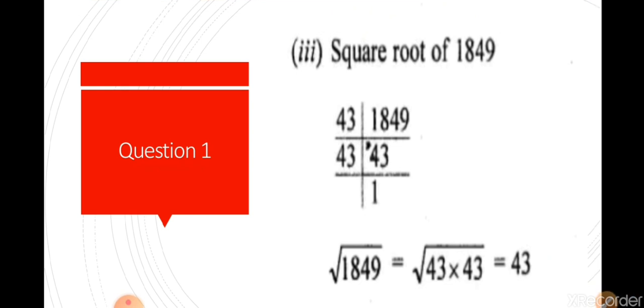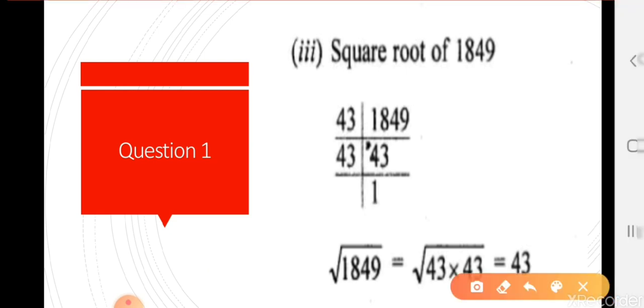Now next question. Third one, 1849. Directly it will go with 43. So 43 times 43. Now 1849 is equal to 43 into 43, means one pair of 43. One pair of 43 you have got, so 43 you will write. The answer will be 43.